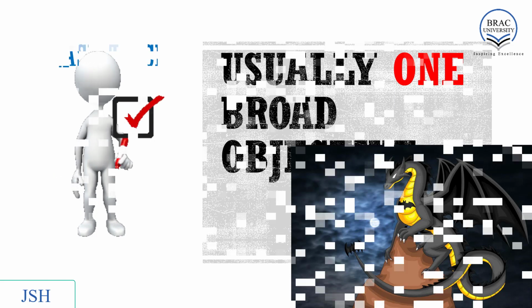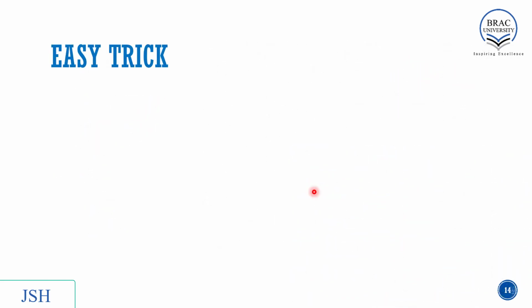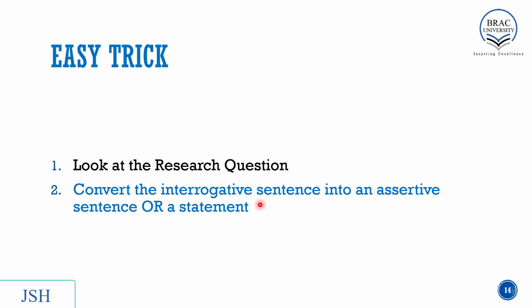Now, there is an easy trick to write a broad objective. And for that, we just need to follow a two-step process. It's as simple as that. So first, what you have to do is look at your research question. Second, convert the interrogative sentence of your research question into an assertive sentence. Again, convert your research question into an assertive sentence or a regular statement.